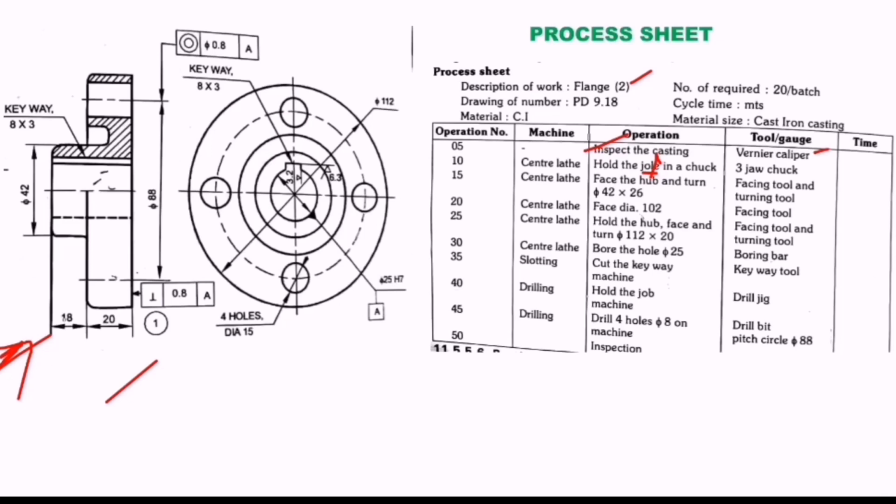Hold the job in a chuck of the center lathe, using the machine of center lathe, and the operation is to hold the job in a chuck. That tool is a 3-jaw chuck. So holding this job into a chuck.